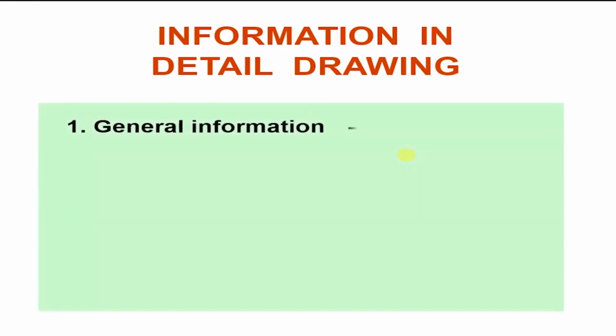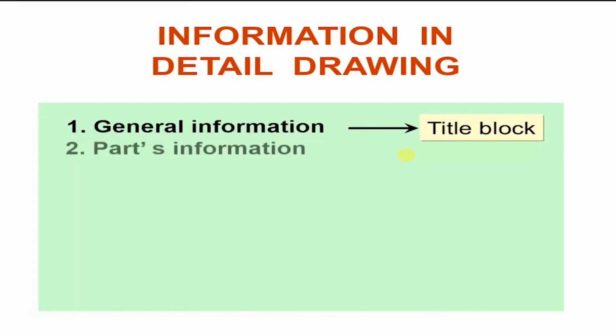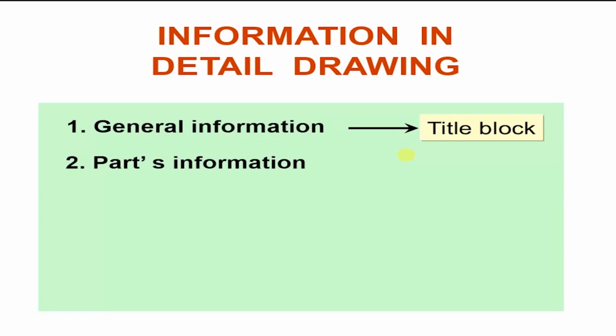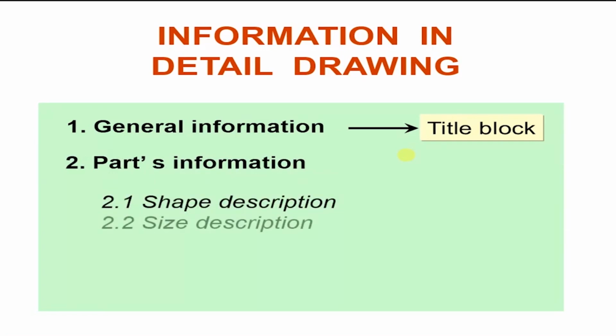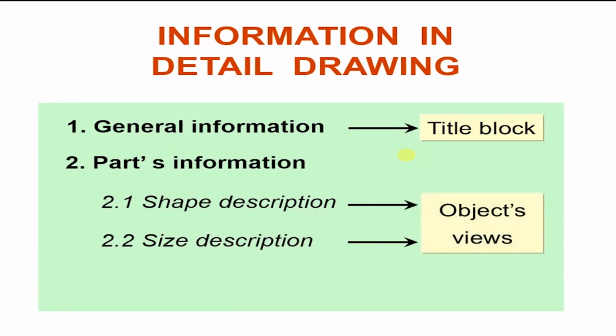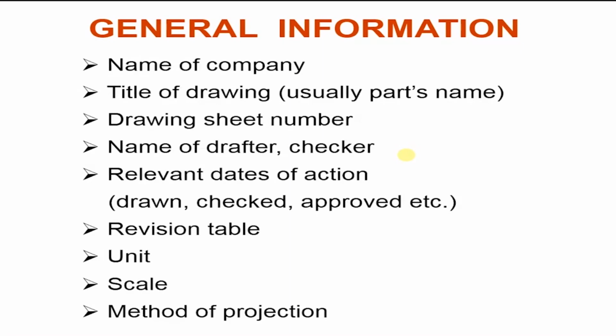Okay, the detailed drawing. Some information in detailed drawing should be included on the sheet, on the paper, or on the software that I'm using for drawing. General information should be included, like title block. Parts information also should be included. The part information like shape description, size description, and specification I'm going to show you in detail.